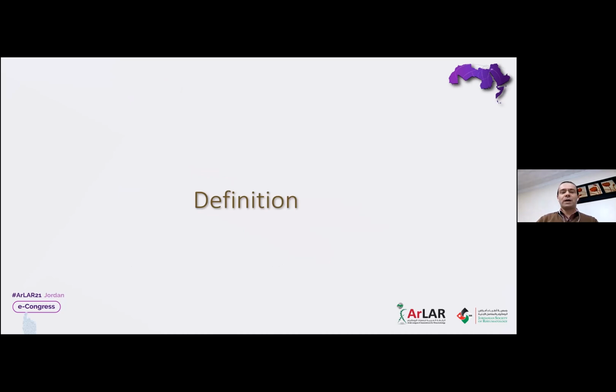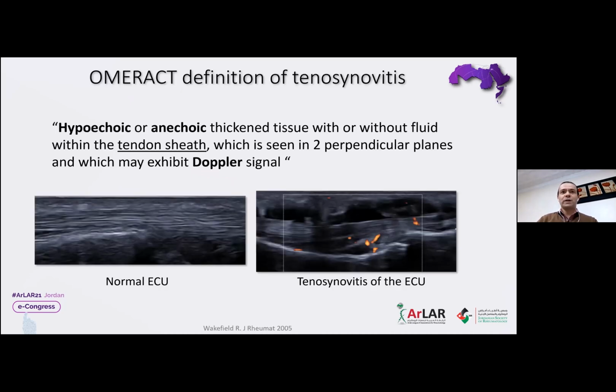So the first item is to define tenosynovitis. I have the definition of OMERACT from 2013, which defines tenosynovitis as being the presence of anechoic or hypoechoic thickened tissue surrounding the tendon. It means the tendon sheath, which should be seen in two perpendicular planes and that might exhibit Doppler signal or not. We have an illustration of this definition below.